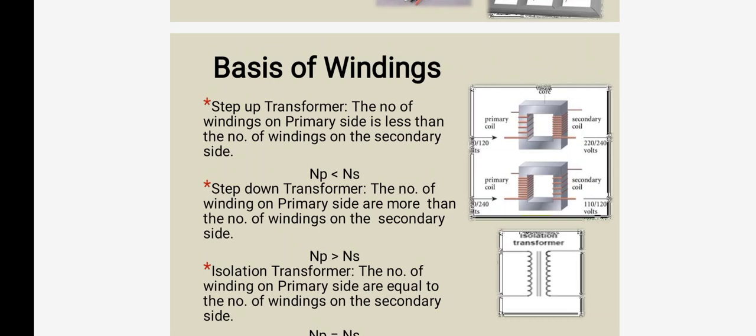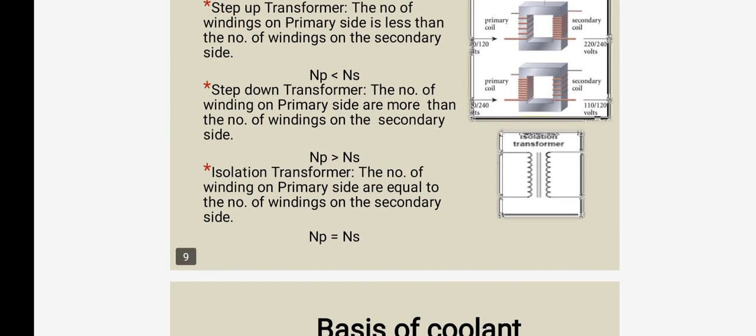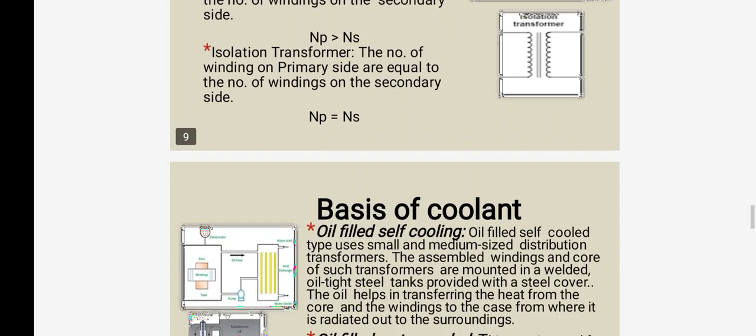Then isolation transformer: the number of windings on the primary side is equal to the number of windings on the secondary. You can see in the diagram NP equal to NS. From the diagram you can easily understand what is called a step up transformer, what is called a step down transformer, and what is called an isolation transformer.